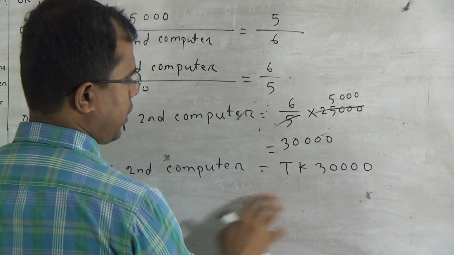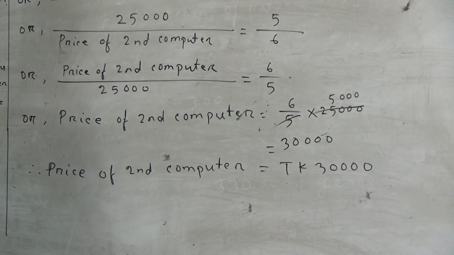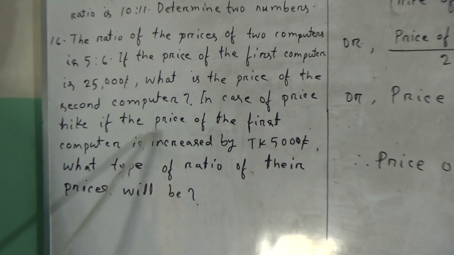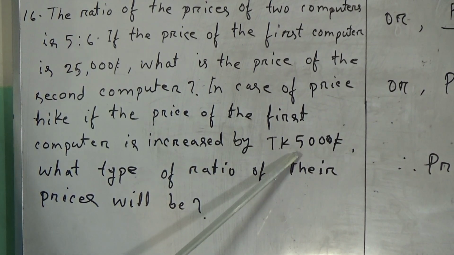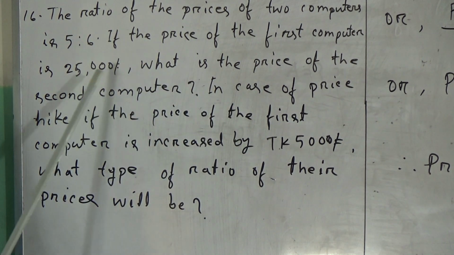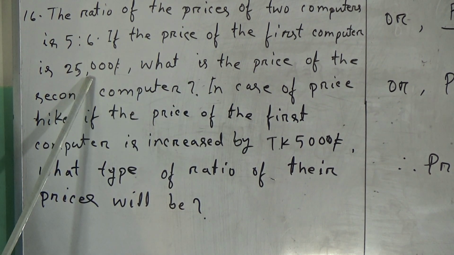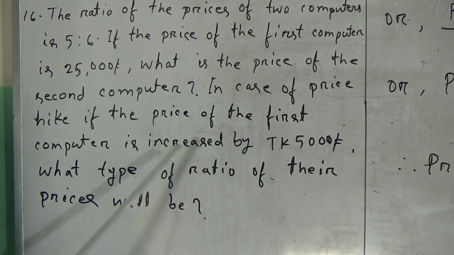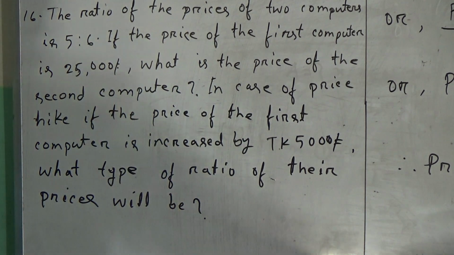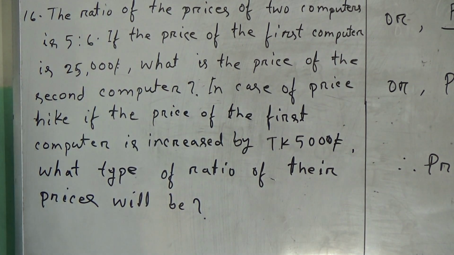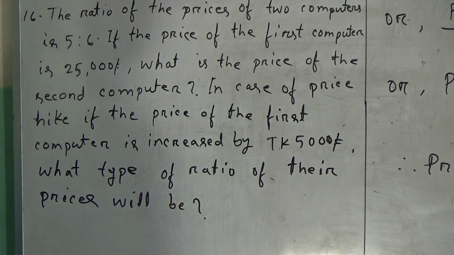Dear students, we have already found one answer. Now we have to find out another answer. Here the question is, in case of price hike, if the price of first computer is increased by TK 5,000. Here it is given that the price of first computer is 25,000. Now if it is increased by TK 5,000, then it will be 30,000, and the second computer's price is also 30,000. So their ratio will be 30,000 is to 30,000. That means 1:1.